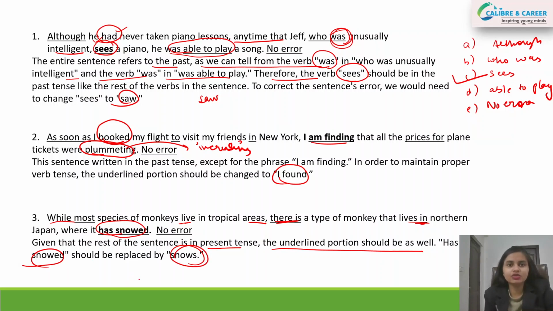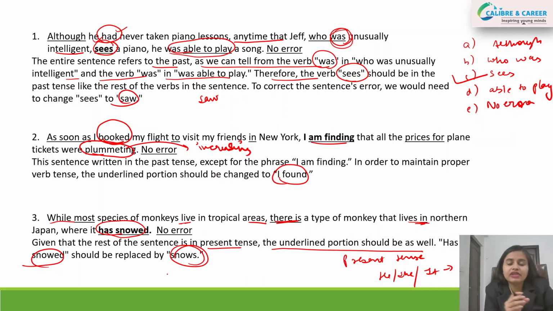With he, she, it, we use the S form of the verb. Like in present tense, what we talked about, that with he, that is the third person when you're talking about, you should use verb first form plus S or ES. ES will be used for does, do. So "does" will be the correct form. Hence the answer is option number D, that is "has snowed." In the place of "has snowed," it should be "snows."